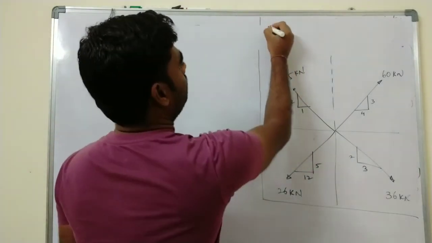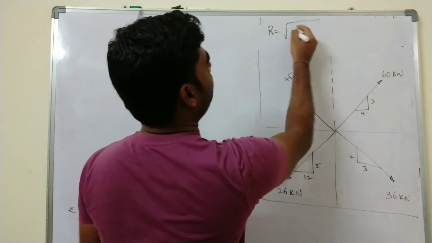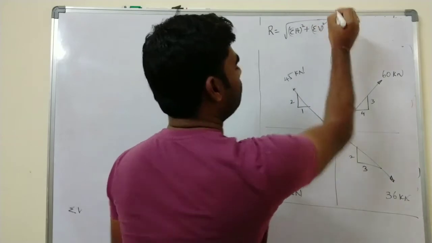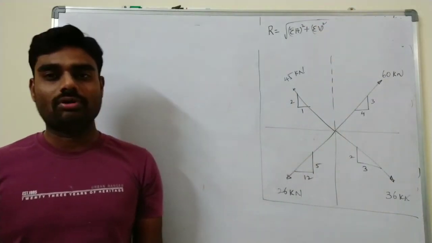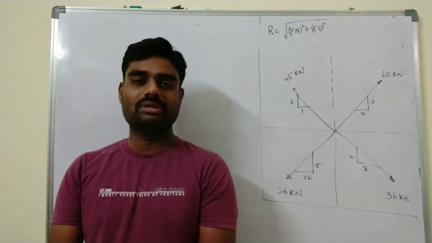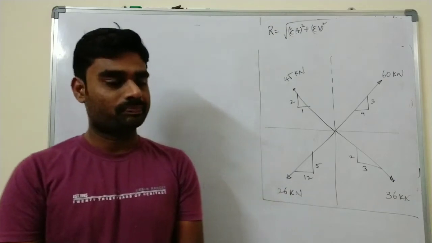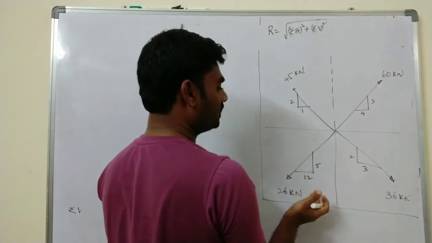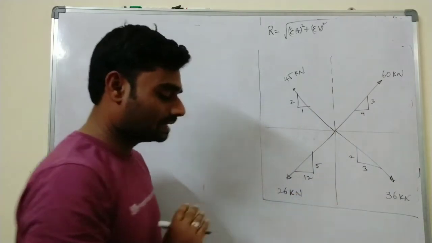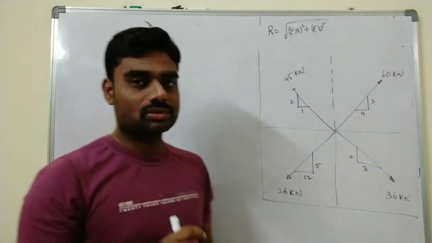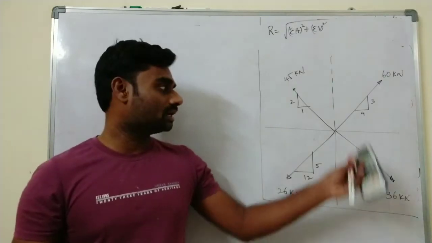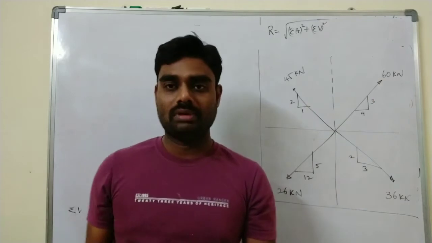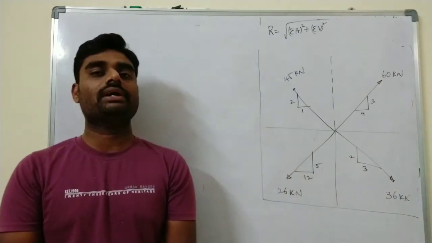Okay, so the magnitude formula is R equals the square root of (sigma H) whole squared plus (sigma V) whole squared. Sigma H means the sum of all horizontal forces and sigma V means the sum of all vertical forces. See here, the forces 60, 45, 26 and 36 are given, no problem. In this question the angles are not given directly, but we can easily find the angles.